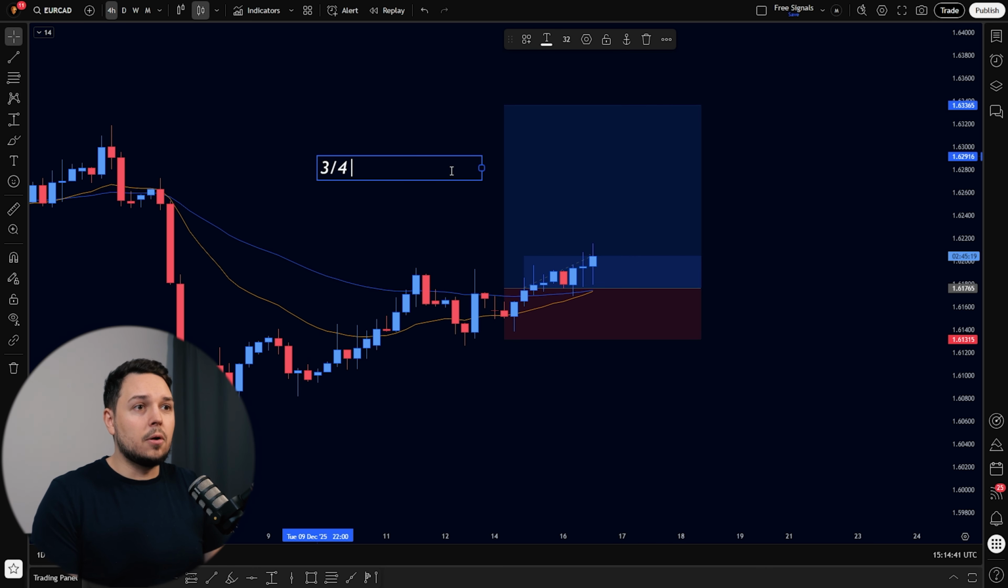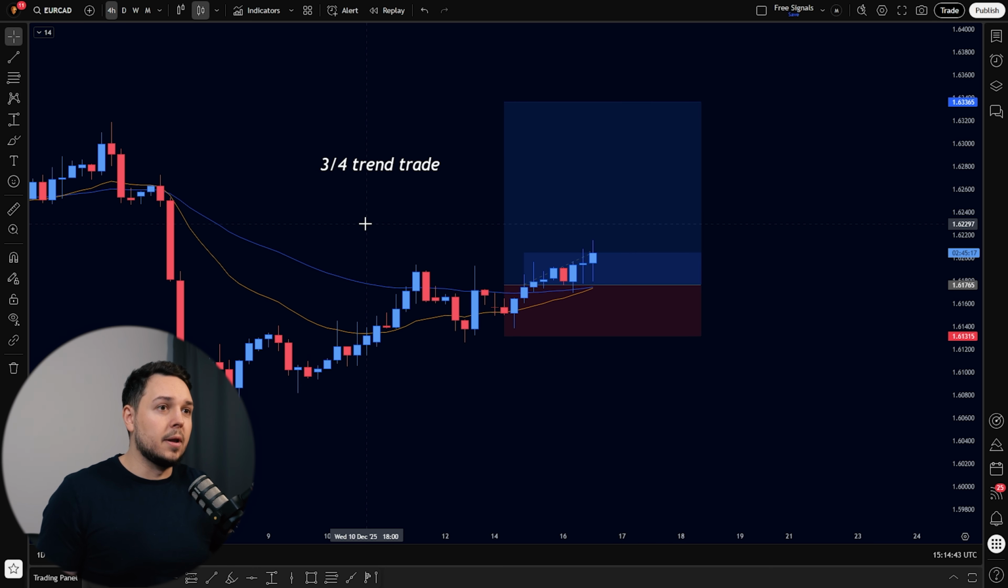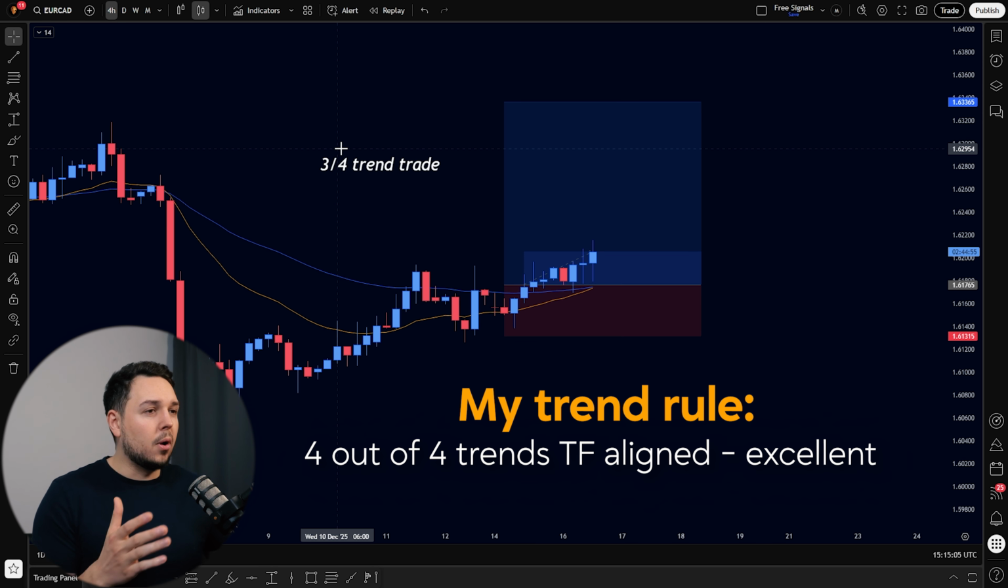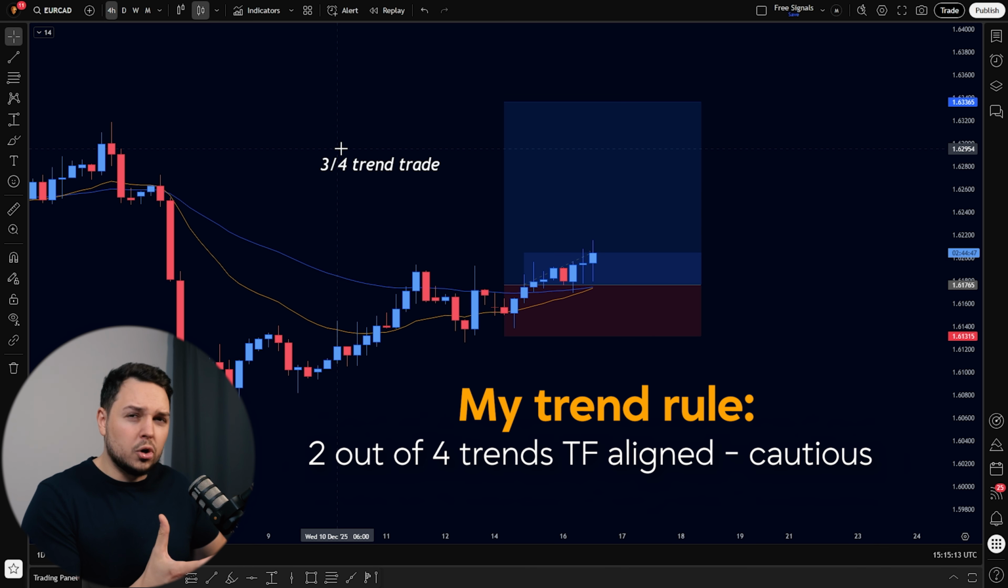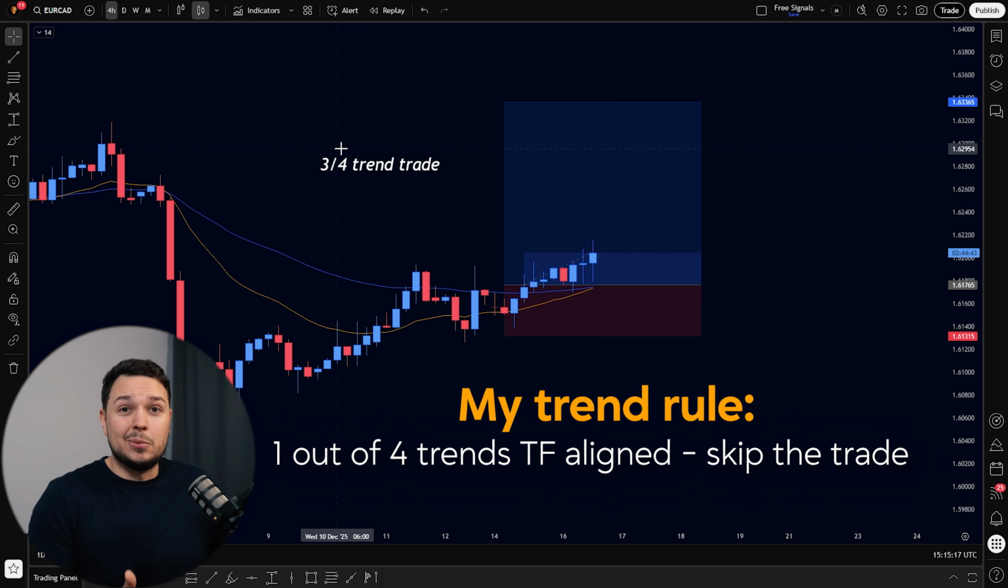This is a 3 out of 4 trend trade, right? 3 out of 4 is pretty damn good. You can still trade it. My rule is 4 out of 4 is excellent. 3 out of 4 is great. 2 out of 4, you have to be cautious and have context. 1 out of 4, I typically do not take the trade.